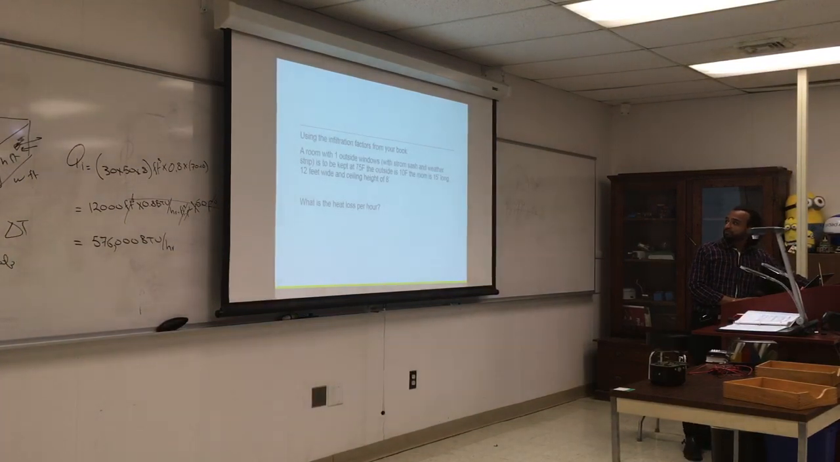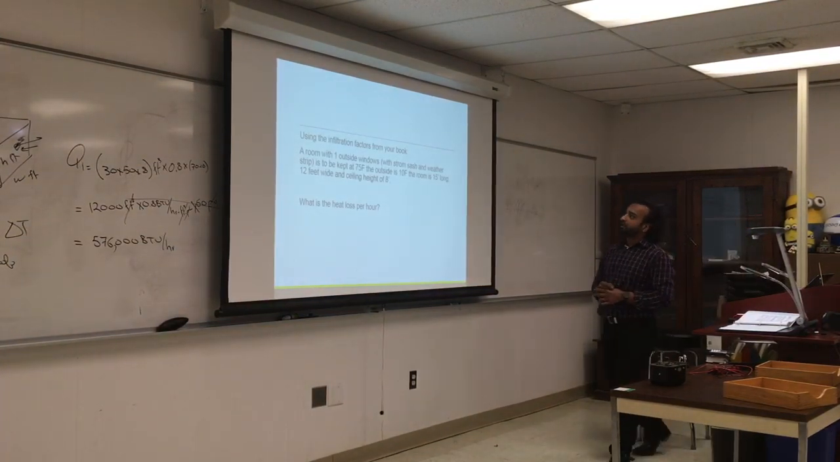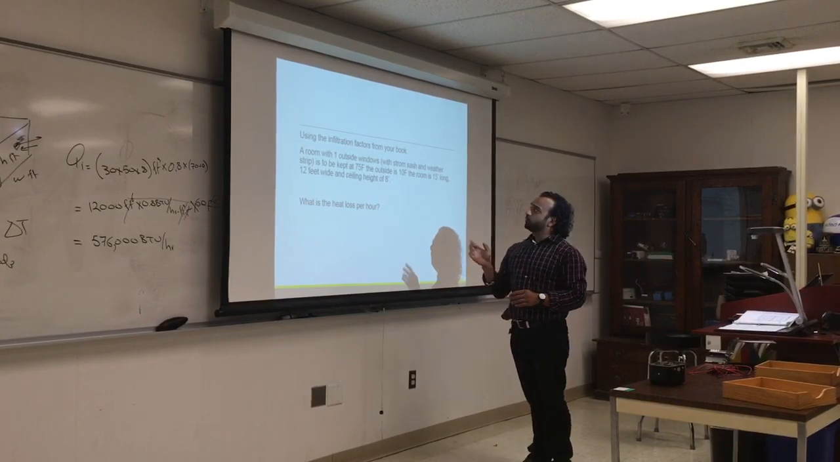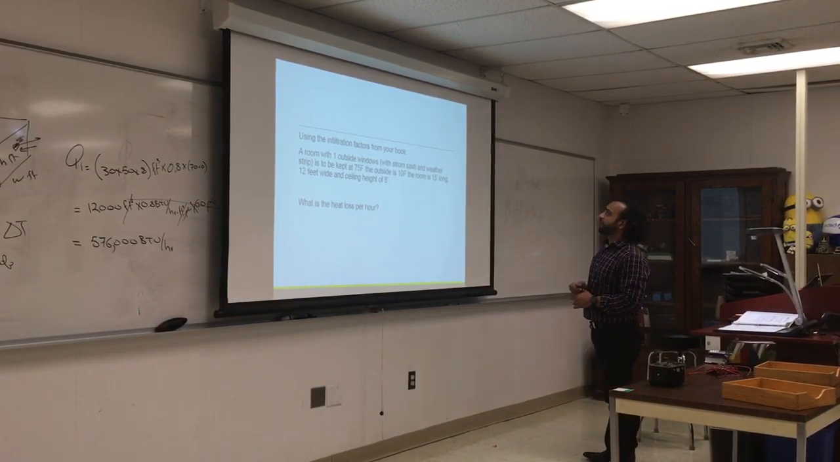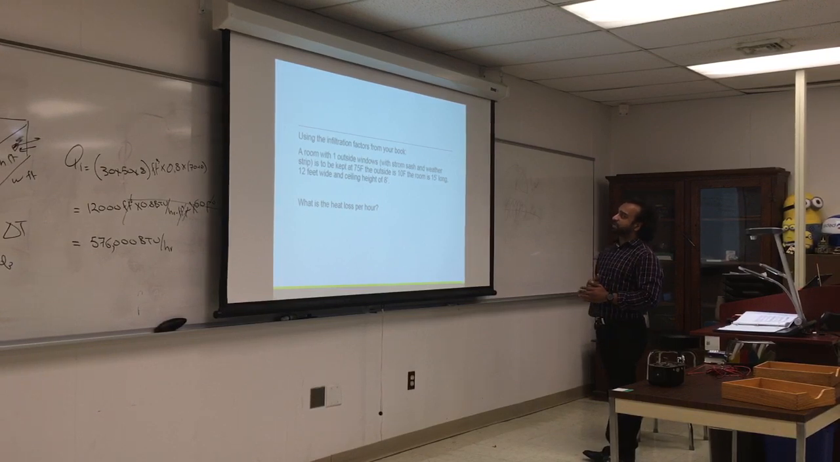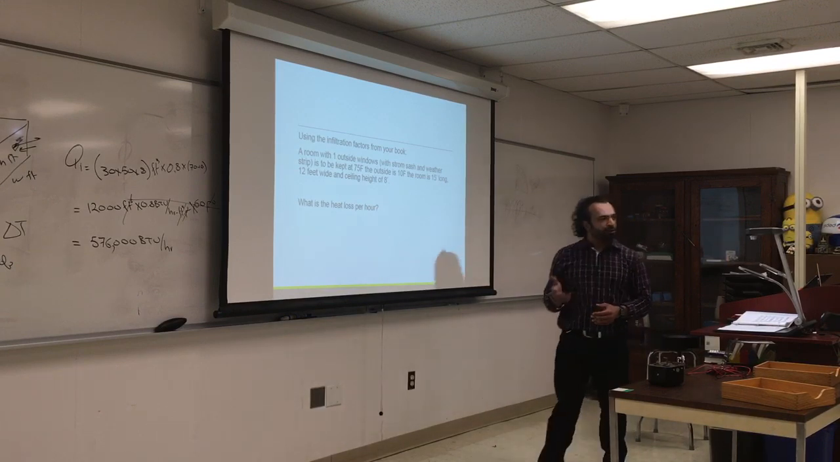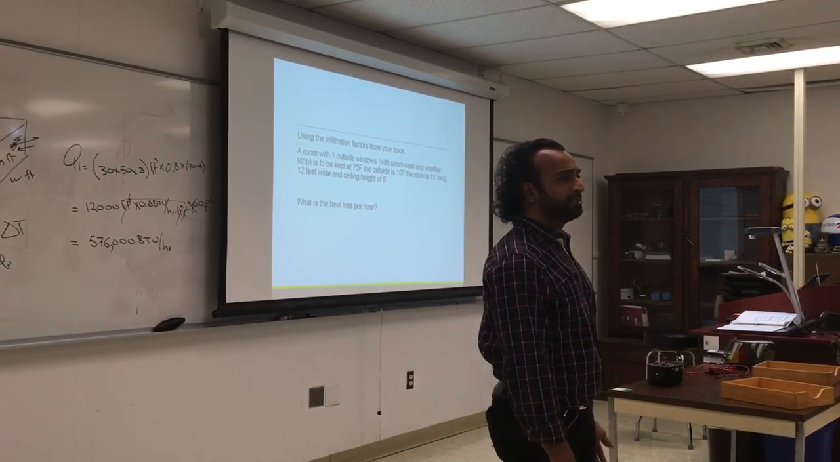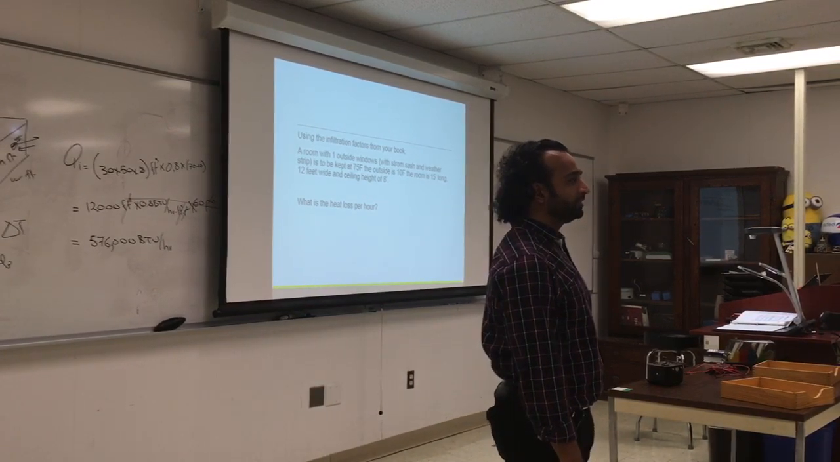We'll do one more example. Using the infiltration factor from your book, a room with one outside window with storm sash and weather strip is kept at 75. The outside is 10. The room is 15 times 12 times 8. Usually the ceiling is 8 or 9. If you have a house with a high ceiling, you're probably going to account for that.